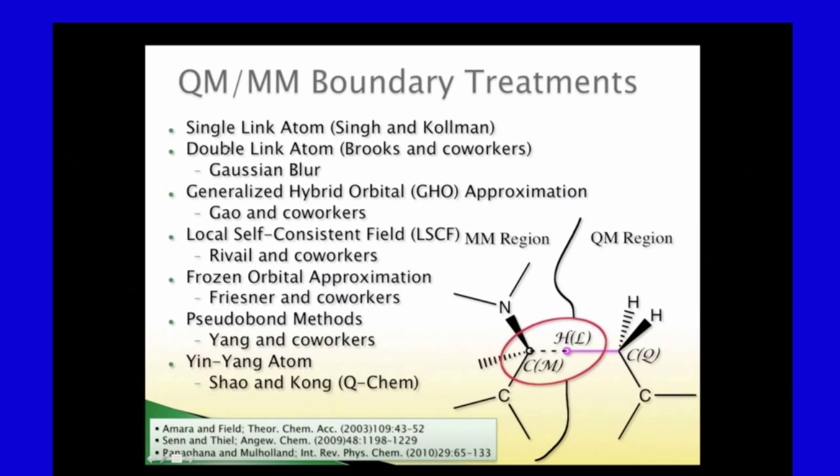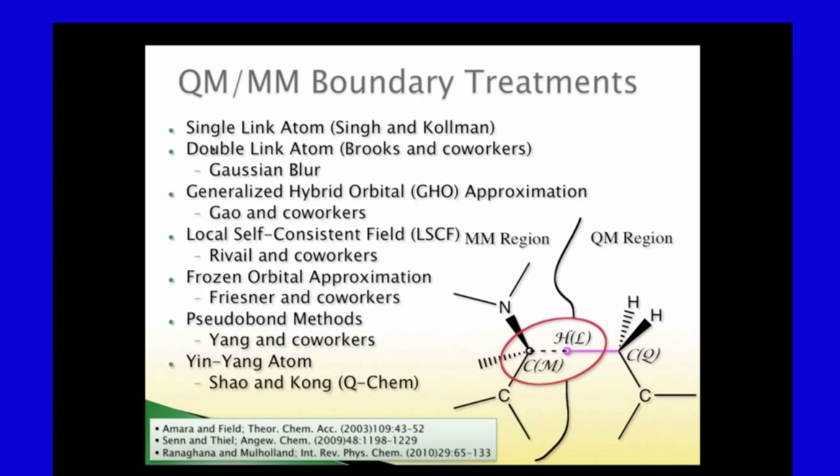A double link atom approach was later developed by Bernie Brooks and coworkers with this Gaussian blur, and these two I'll talk about in a second, but these are both implemented obviously in the Q-Chem CHARMM interface, and I'll talk mainly about those for today. But the idea here is that instead of leaving your MM valency unfilled, right, it's called a double link atom, so you also add a hydrogen on the MM side. So now you have two link atoms across a single bond cut.